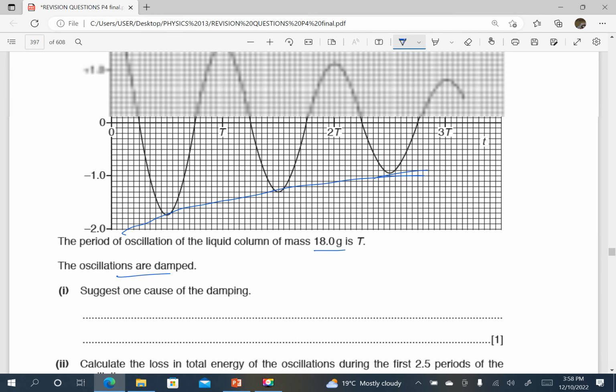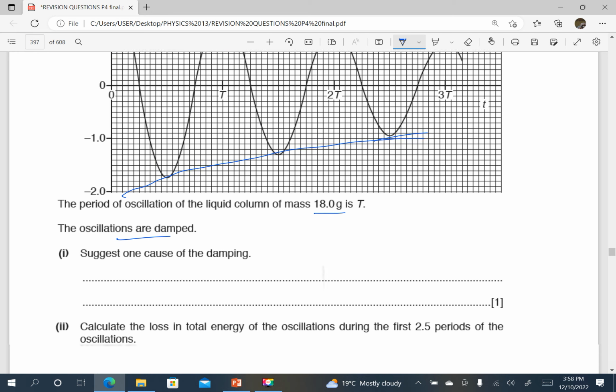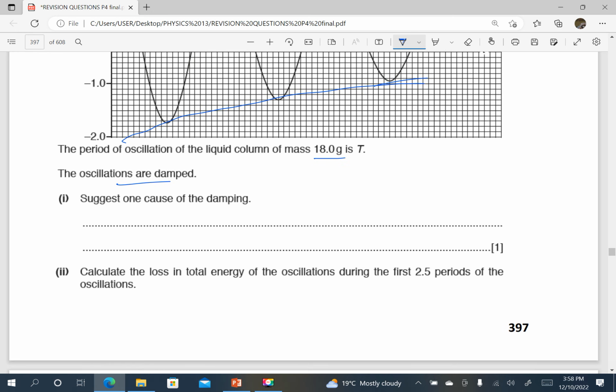We have seen this is now a liquid. Damping is loss of energy. So this will now be loss of energy due to viscosity of the liquid, friction within the liquid. It can be viscous drag and so on. So one cause of damping is going to be loss of energy. Since this is a liquid now, the friction is due to the viscosity of the liquid or viscous drag, or the friction between the walls of the tube and the liquid.